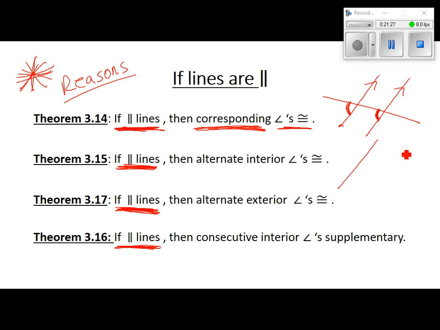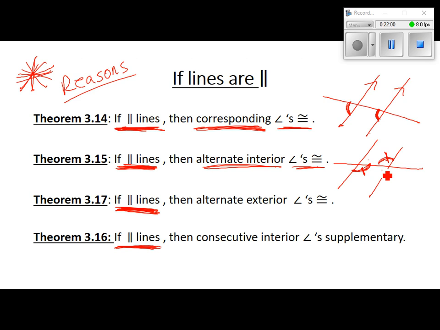If I draw the same picture, and we want alternate interior angles this time, alternate interior angles would be like this angle and this angle. Again, they have to be congruent. So this angle is going to be congruent to that angle. And then the other pair of alternate interior angles in this picture, this angle and this angle, would also have to be congruent.